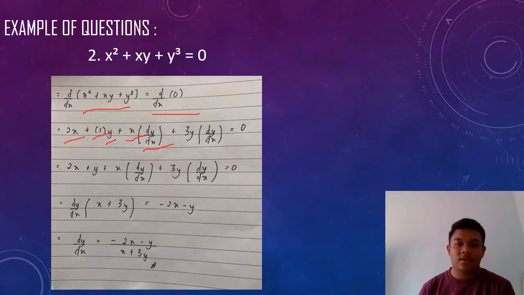So right here, y cubed we differentiate, it will be 3y² dy/dx because we differentiate y as well. So 0, we differentiate 0 is still the same 0. So next step is we rearrange the equation, make dy/dx the subject on the left side. So the last answer will be dy/dx equals negative 2x minus y over x plus 3, as you can see in this solving problem.